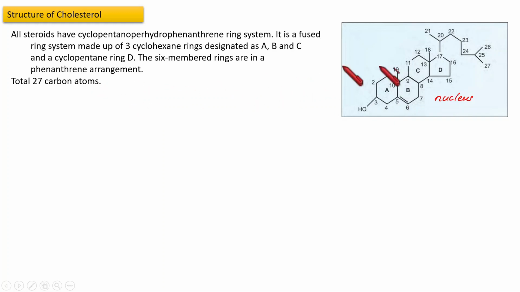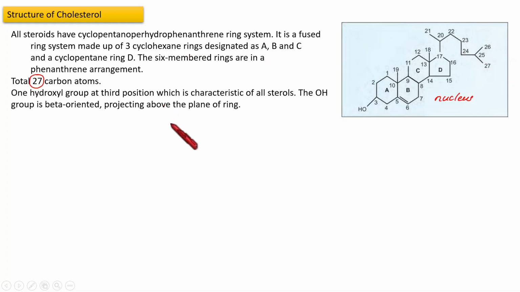Then totally how many carbons are present in the structure of cholesterol? 27 carbon atoms are present. Up to here 17 are there, then 18, 19, 20, 21, 22, 23, 24, 25, 26, and 27. 27 carbon atoms are present in the structure of cholesterol.